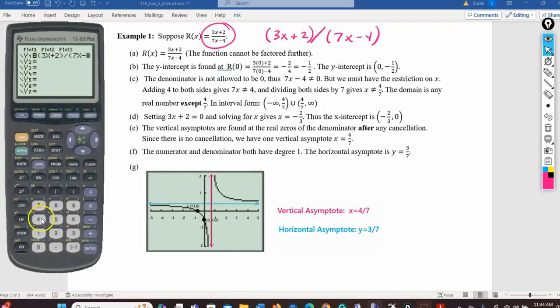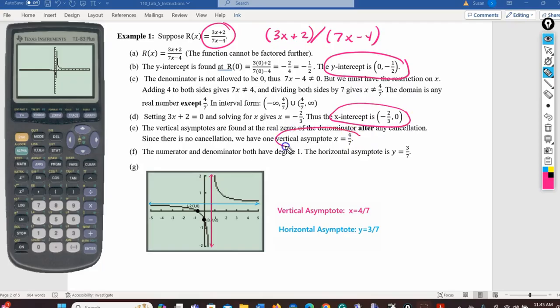Now I always start with a zoom 6. A zoom 6 gives you a standard window, and the x and y axes go from -10 to 10. Now, as you can see, that's really not giving me the best picture. Now, I'm going to refine this window, and the way I'm going to refine this window is I've determined that there's a y-intercept at -1/2 and an x-intercept at -2/3. And I have a vertical asymptote at x equals 4/7 and a horizontal asymptote at y equals 3/7.